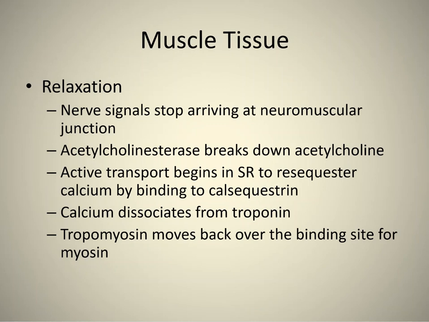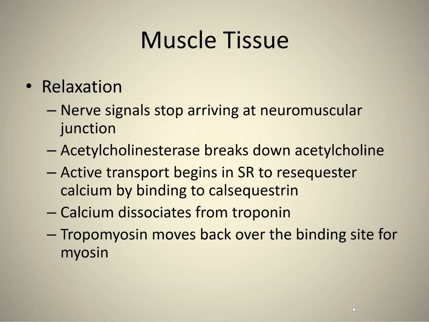Okay, slide 24, relaxation. We've turned on a muscle cell. We've got it fully contracted. Now we've got to relax it. So once the nerve signals stop arriving at the neuromuscular junction, acetylcholinesterase, remember, breaks down the acetylcholine. That's how we turn off an acetylcholine synapse. Active transport causes calcium pumps in the membrane of the terminal cisternae of the sarcoplasmic reticulum to resequester calcium by it binding calsequestrin when it comes into the sarcoplasmic reticulum.